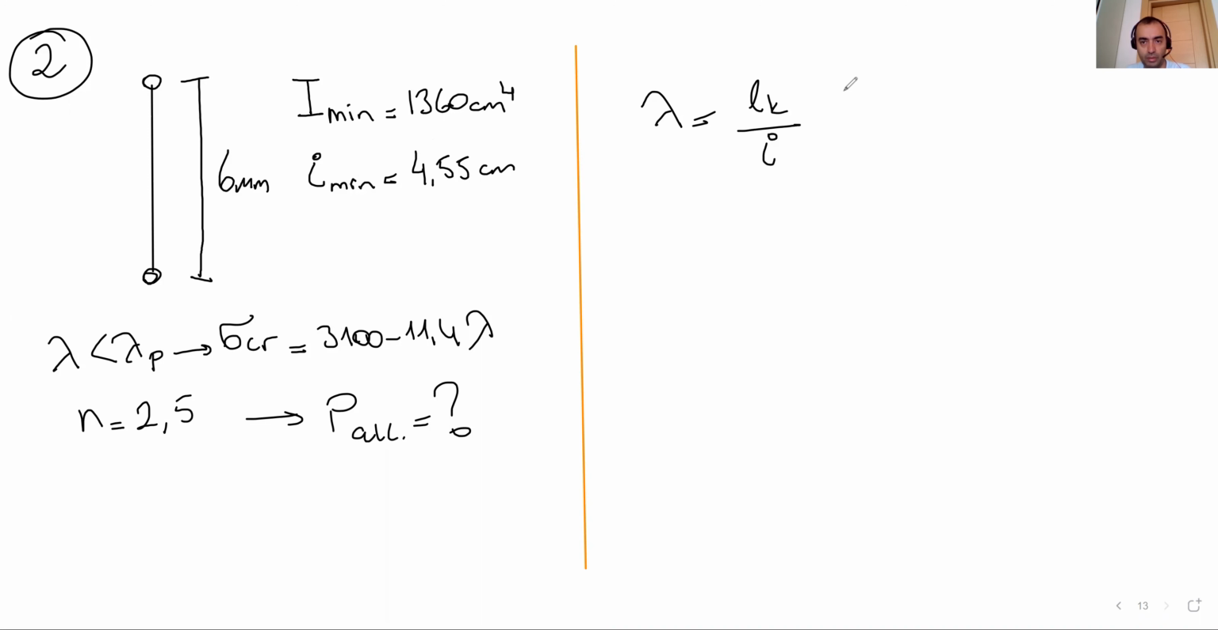So here, what is LK? Both ends are hinged in this column. It's completely the same as Euler's column, the two-hinged column. So it gets a shape under compression load, like a full arch. So the buckling length is 6 meters.